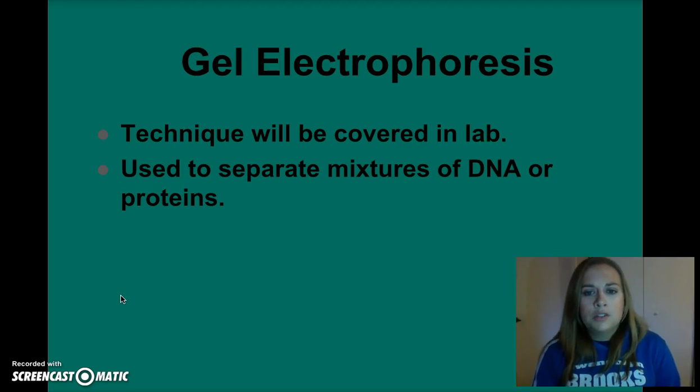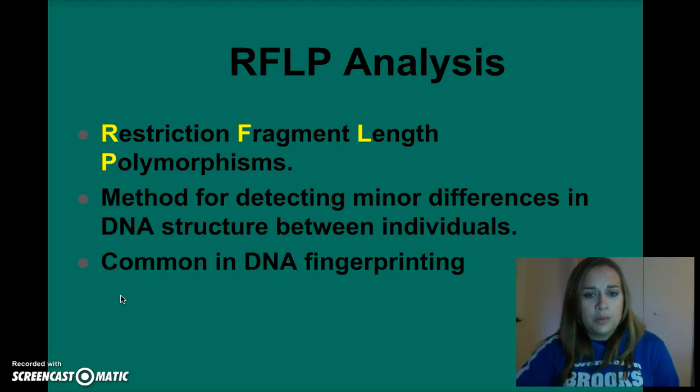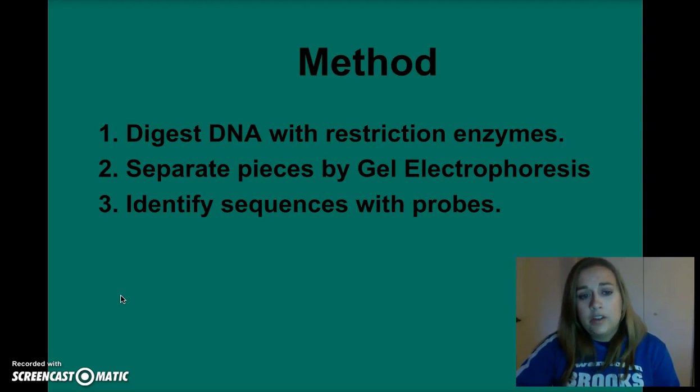Next we have gel electrophoresis. This is a technique that will be covered in the lab. It's used to separate mixtures of DNA or proteins. And it uses restriction fragment length polymorphisms. So it's a method for detecting minor differences in DNA structure between individuals. Again, if you're into those crime shows, it's very common in DNA fingerprinting.